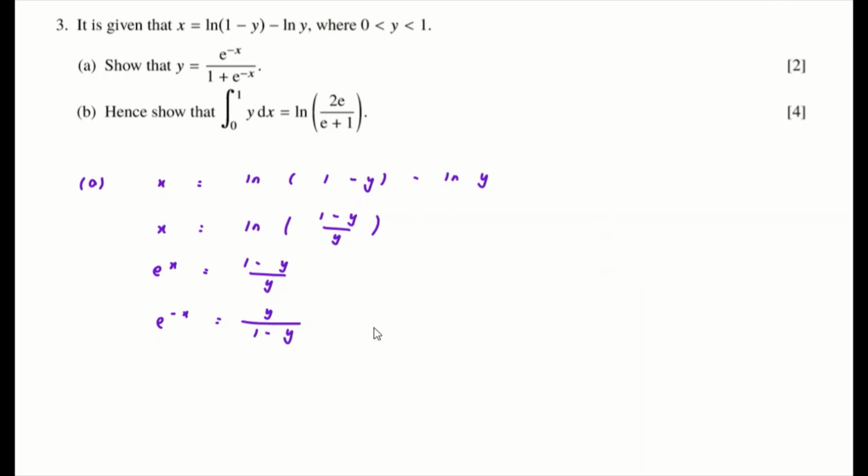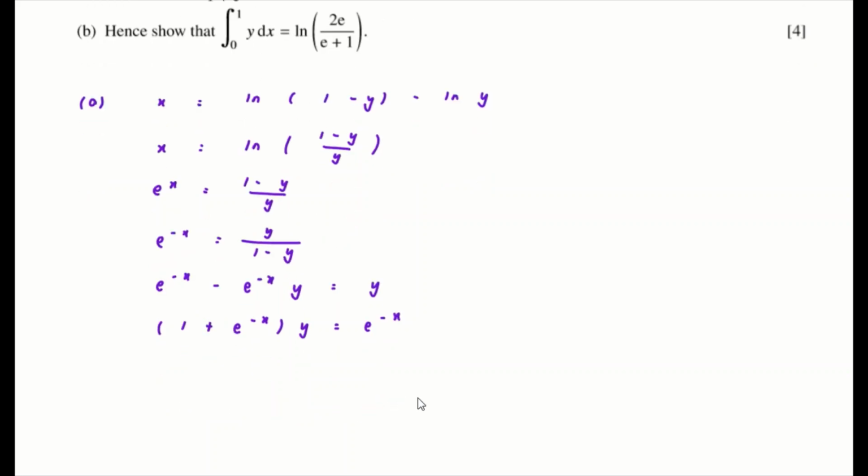Okay, so let's continue. So in this case, we can move this over to the other side. So we have e to the negative x minus e to the negative x times y equals y. So group all the y together, then we do some factorization. So we have (1 plus e to the negative x) y is equal to e to the negative x. Okay, so now we can rearrange to the form that the question wants us to do. So y equals e to the negative x over (1 plus e to the negative x).